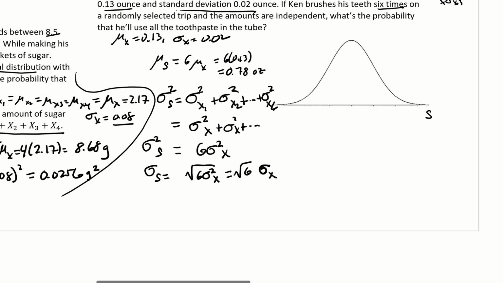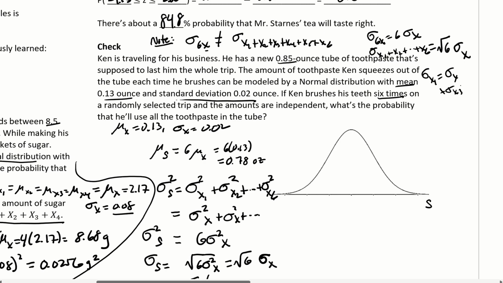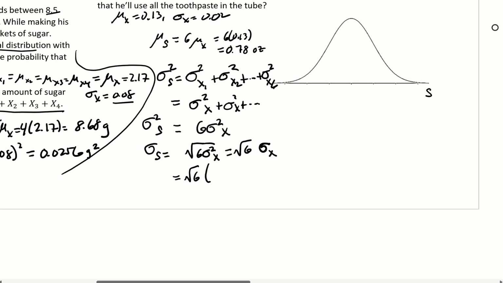All right, so let's go ahead and do this now. We got the square root of 6 times sigma x. The reason we do this is because these are independent packets, and because it's an independent sum, we have to do it this way with the square root. If they told you that the amount for one packet is 6 times as much, then you would use the other formula. Can't stress that enough.